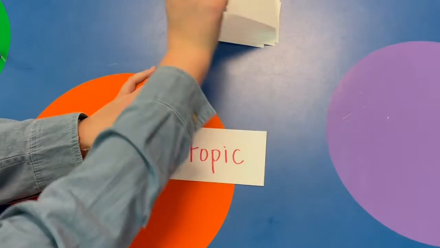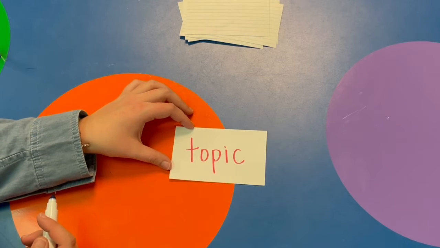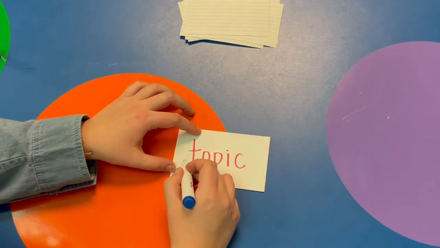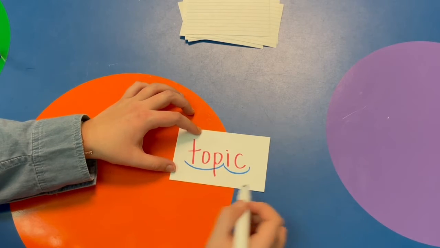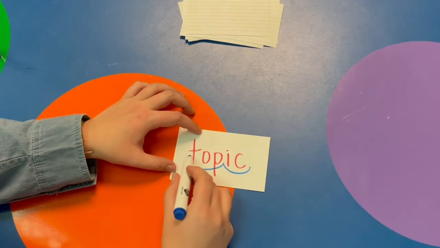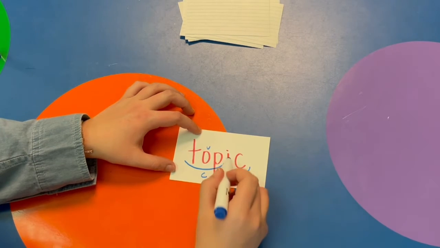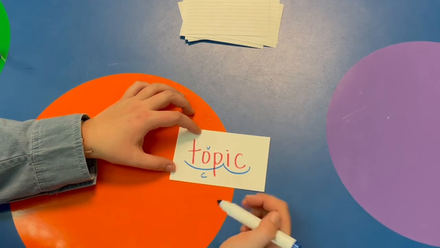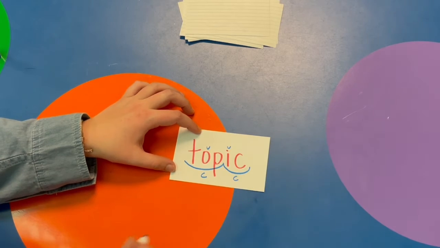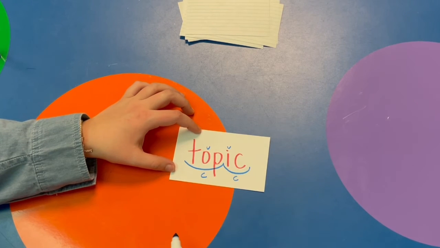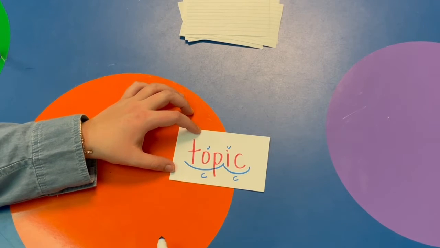And last one, you try to read this one. Top. Ick. Topic. Top, the O's closed in. It says ah. Ick, the I's closed in. It says I. Topic. Way to go reading words with more than one part and words that have different kinds of parts.